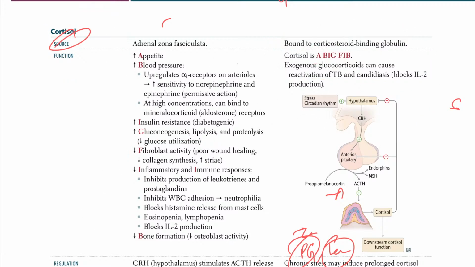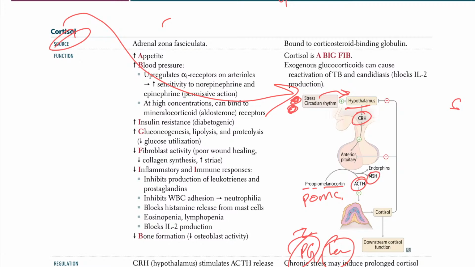the regulation is simple. So you have stress, as we talked about, it is essential in stress, and circadian rhythm, which causes the stimulation of hypothalamus. That hypothalamus then secretes CRH, corticotropin releasing hormone, and that causes stimulation of anterior pituitary, which converts POMC, pro-opiomelanocortin, to get converted into formation of ACTH, but not only ACTH, but also MSH and endorphins.